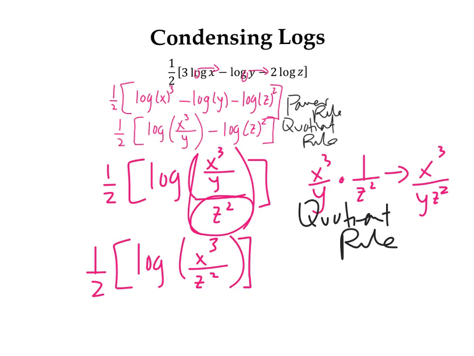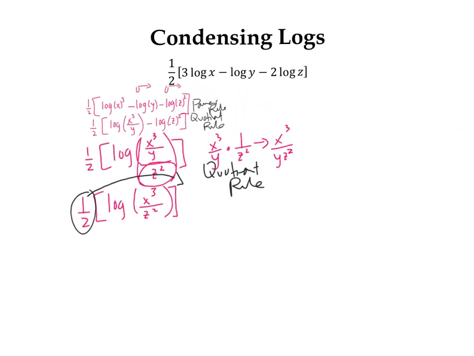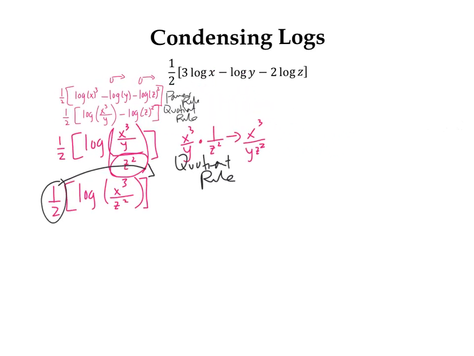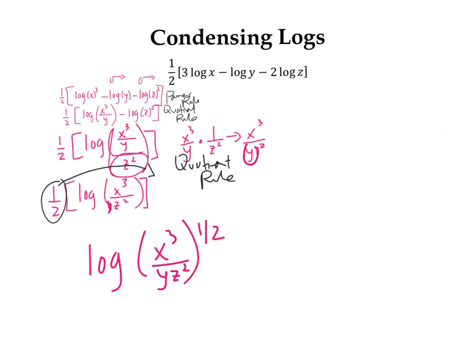Now, for this very last step, I have a 1/2 in the front of the log. I'm going to be able to do the power rule one more time and put it in the top. So I have the log of x cubed over, what happened to this y? Sorry, there's supposed to be a y right there. I forgot that y. yz squared to the 1/2 power. If you remember, to the 1/2 means the square root.